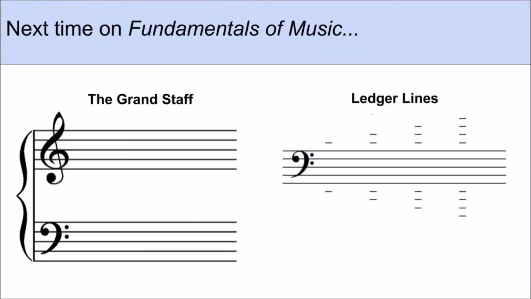And that covers everything for our first lecture. In the next lecture, we will put these concepts together to gain a better understanding of the grand staff, as well as expand our knowledge of the vertical aspect of the staff to include ledger lines.